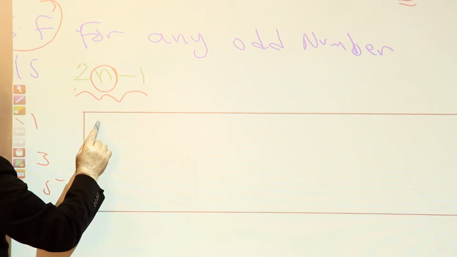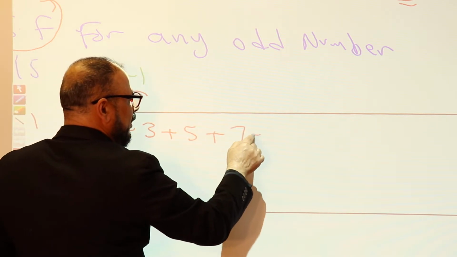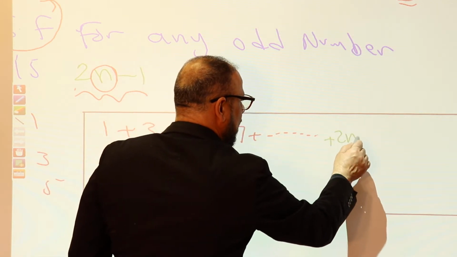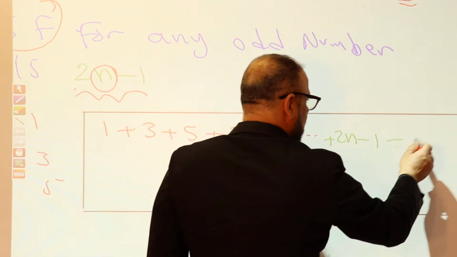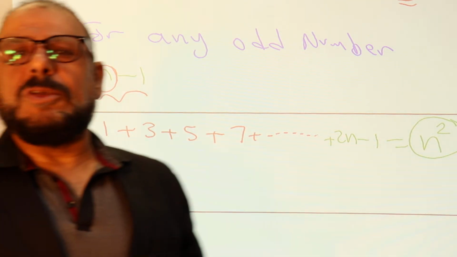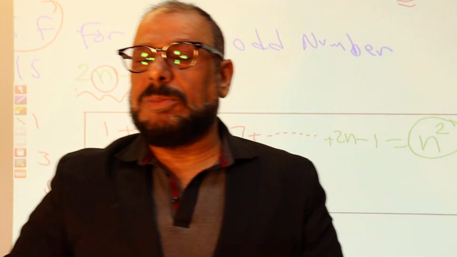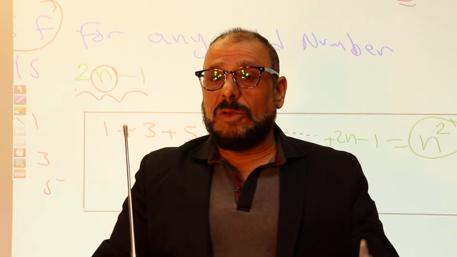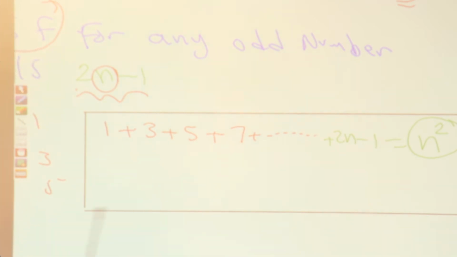Now, look here. 1 plus 3 plus 5 plus 7 plus and so on, plus 2n minus 1, the last term, which is all odd numbers, equals n squared. All you have to do is know how many odd numbers you have, then you square that number. 7 odd numbers, 49. 9 odd numbers, 81.